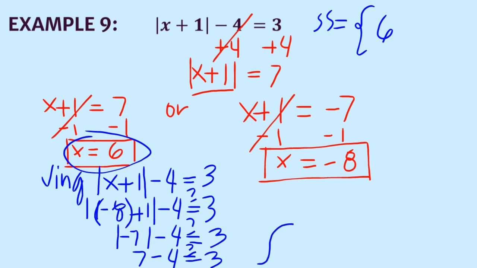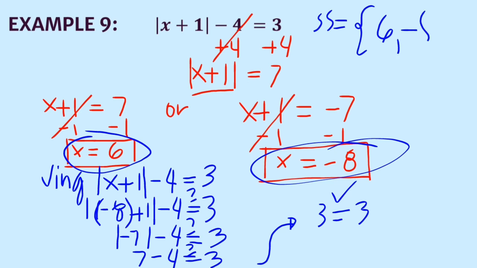So what is 7 minus 4? It is 3. Equal or not? It is equal. It means that negative 8 is also our solution set. Okay, I hope you are still following.